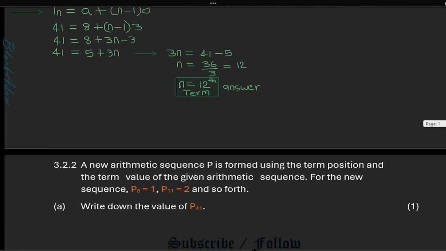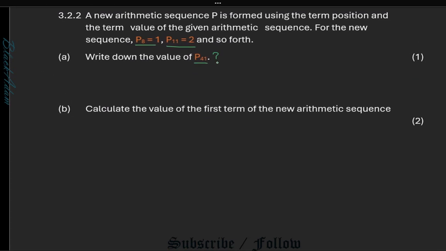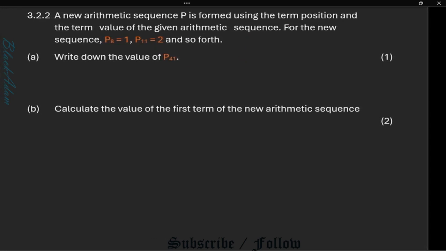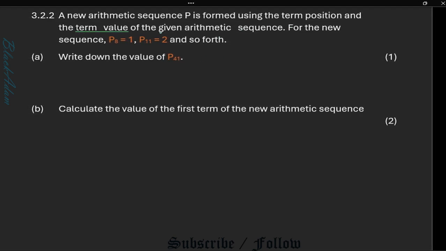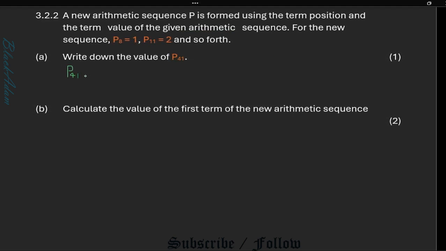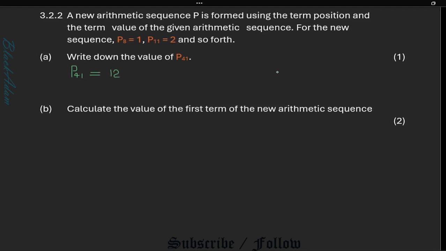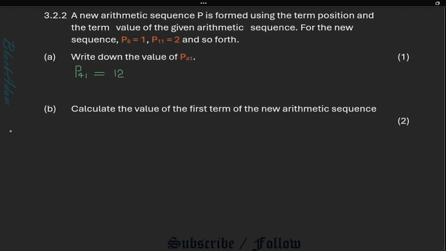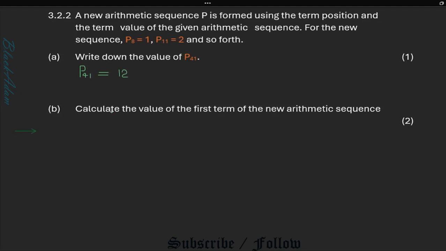So moving on to the information, given that P8 is 1 and P11 is 2 and so forth. So you can see that we're adding by fractions there. And then the term value of the given arithmetic sequence, so they say P41. We already calculated P41. For 1 mark, no calculation needed. That's P41 is 12. So we move on to the next one. The value of the first term of the new arithmetic sequence. Remember, we're given the values.